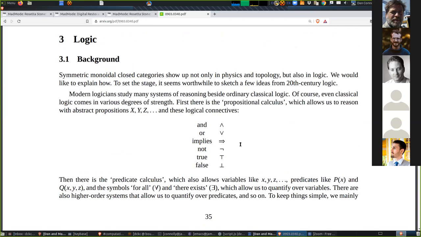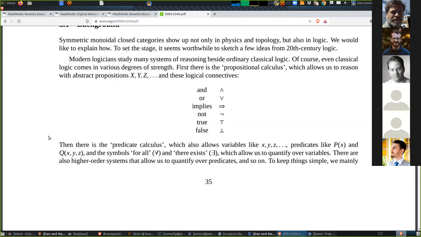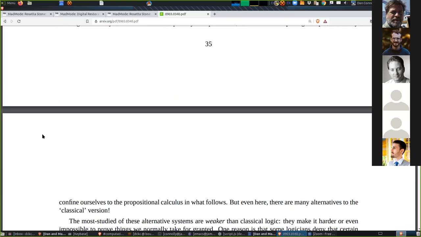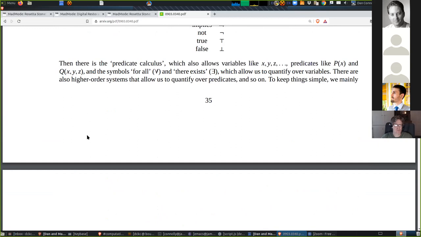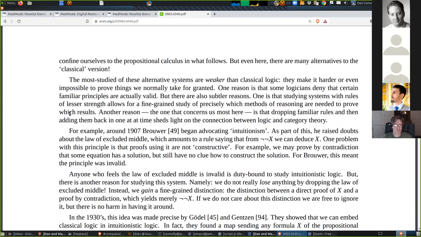So, and, or, implies, not. Propositional calculus is pretty familiar to everyone, I hope. If not, I'm going to leave that to your own study. Predicate calculus adds quantifiers to that. But then there's this interesting thing of throwing out the law of excluded middle.